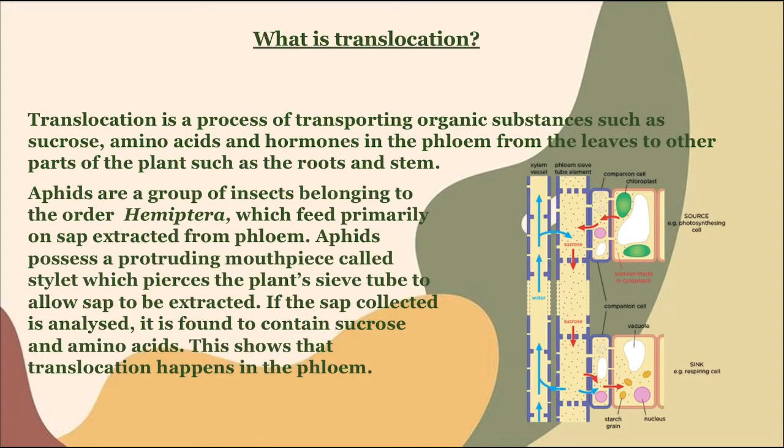The diagram shows the translocation pathway in plants. Translocation happens when sucrose is transported into the sieve tube through the companion cell from the leaf cells. The transport of sucrose into the sieve tube through the companion cell from the leaf cells reduces the water potential in the sieve tube and causes the water to diffuse from the xylem into the sieve tube via osmosis.